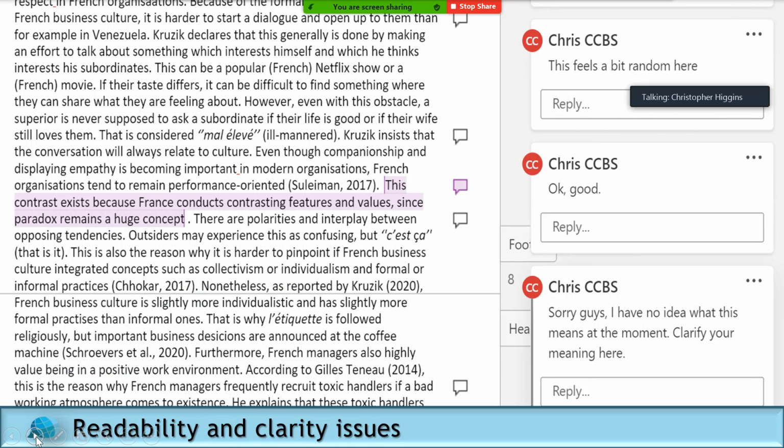This is again just an issue of readability and clarity, some of which could be eliminated in proofreading and reading out loud. So this example, a sentence from Team France, says, this contrast exists because France conducts contrasting features and values, since paradox remains a huge concept. So it happens now and again, but as I said, I just had no idea what it meant at that moment. Again, try and think of me as a real talking person when I make these comments.